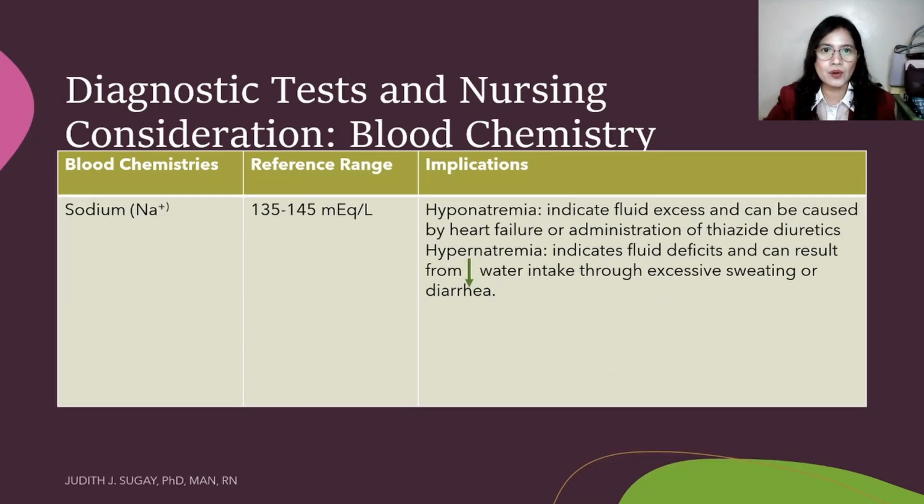Sodium, okay, so hyponatremia, that's below 135 milliequivalent per liter. This indicates fluid excess, which can of course be caused by heart failure, or administration of thiazide diuretics. If there is hypernatremia, more than 145 milliequivalent per liter, it indicates fluid deficits and can result from decreased water intake, excessive sweating, or diarrhea.